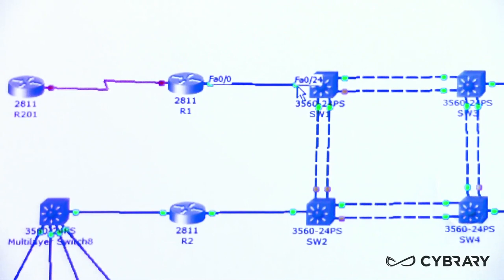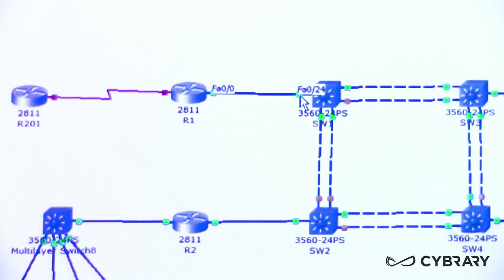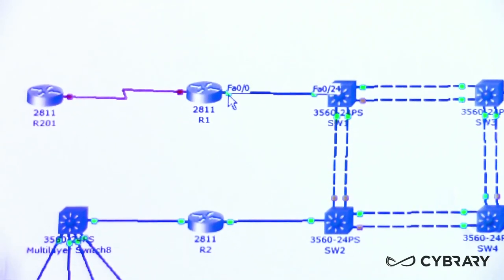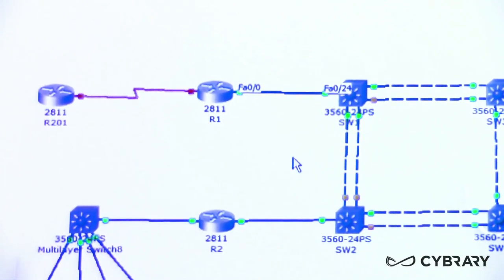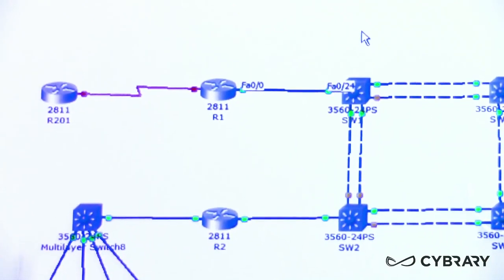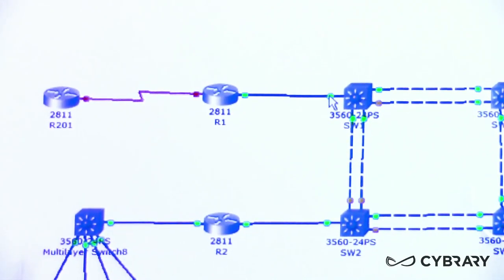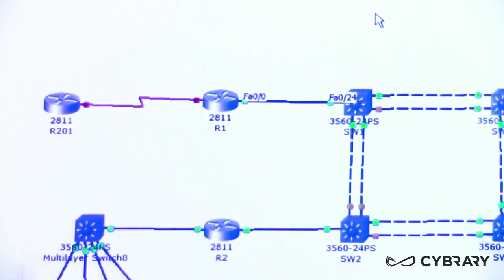Once again, I haven't explained the naming conventions for Cisco devices yet, but we would have done that by the end of today. So, router 1's fast Ethernet 0/0, or port 0/0, is connected to switch 1's fast Ethernet. The FA stands for fast Ethernet, port 0/24, or in effect, port 24.